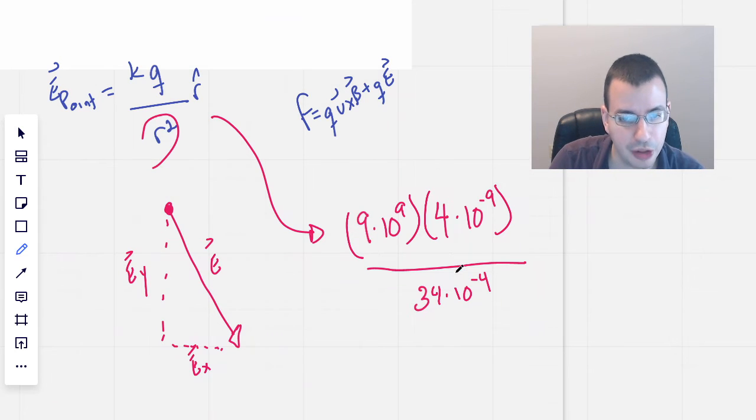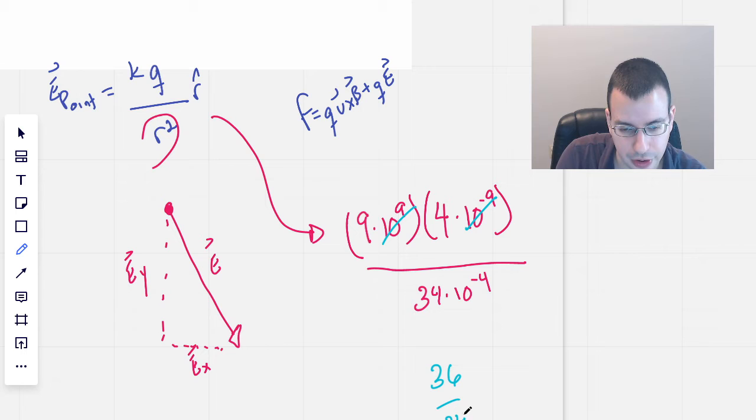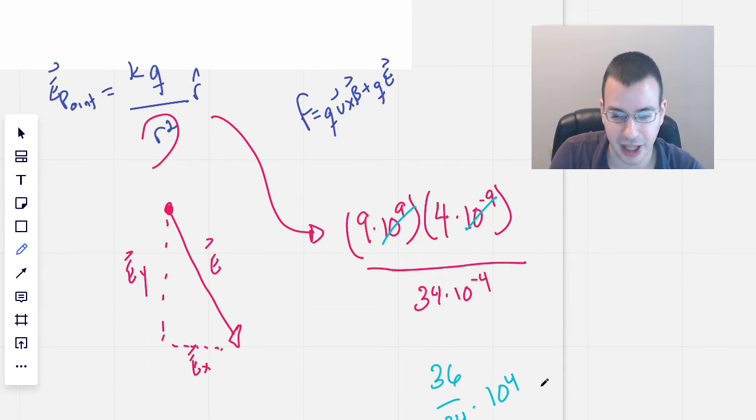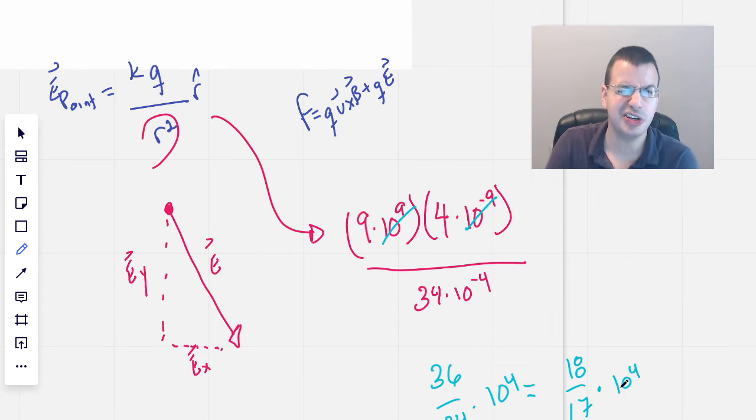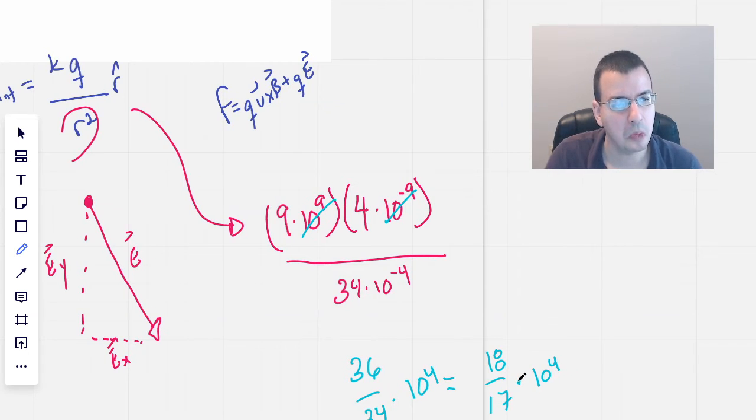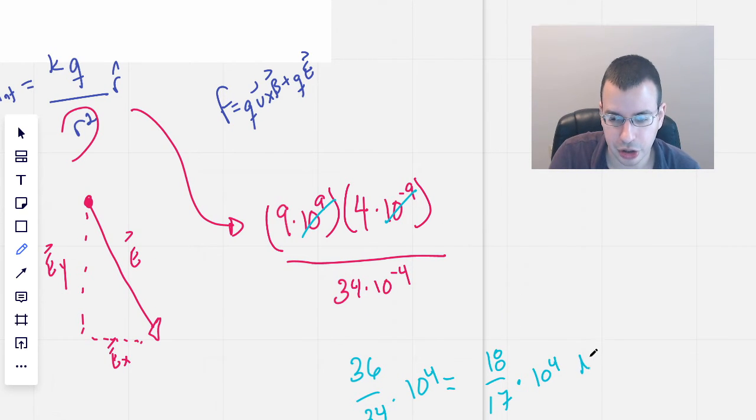Okay, so now that we have the electric field at this point, we'll cancel some things out. So this will be 36 over 34 times 10 to the fourth. That is the electric field at that point. I'm going to rewrite this slightly as 18 over 17 times 10 to the fourth. And that's the electric field. Electric field is measured in, I think, newtons per coulomb. Yep, I think that's correct.